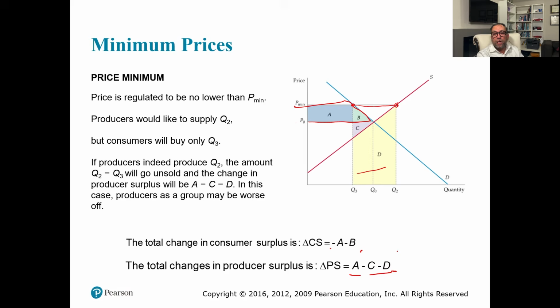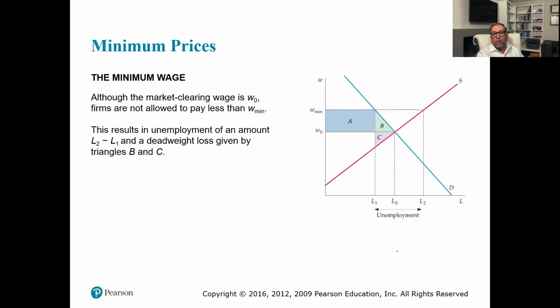And in this way, we say that this is not favorable. But normally when the price is set this way, the government has to buy the surplus, and we will talk about that later in the second part of this chapter.